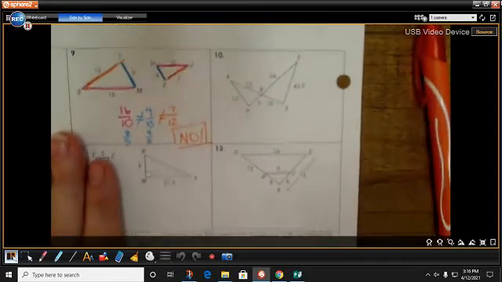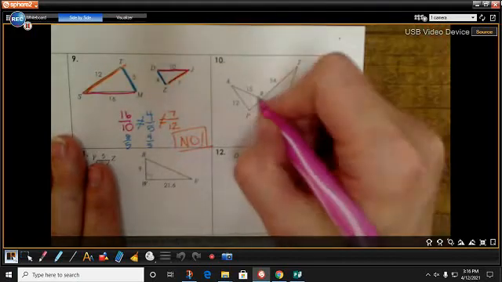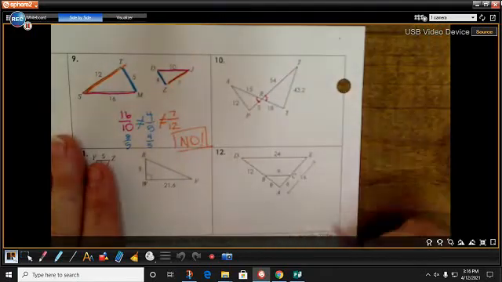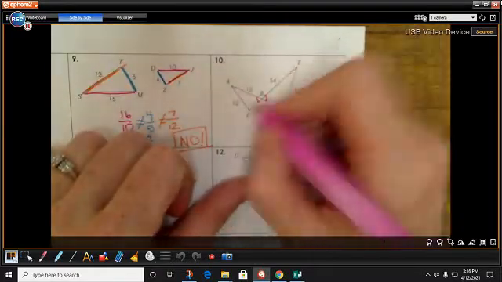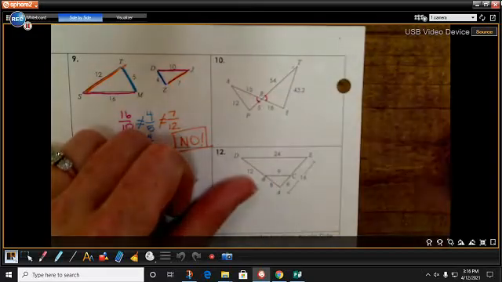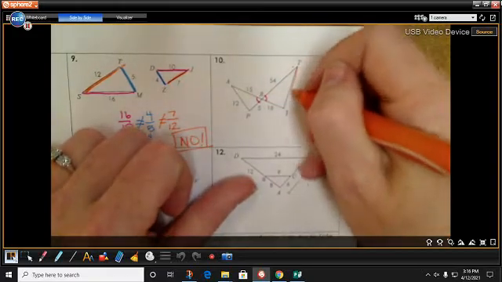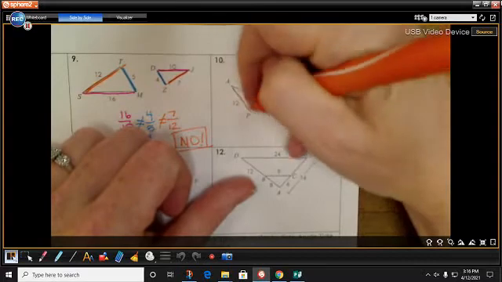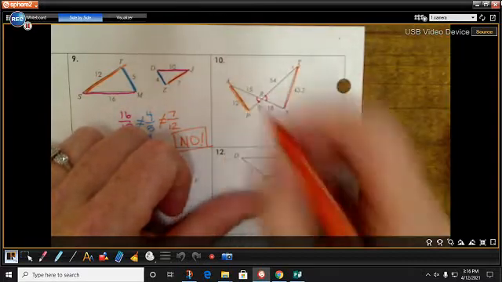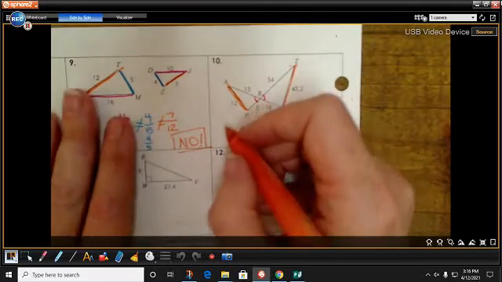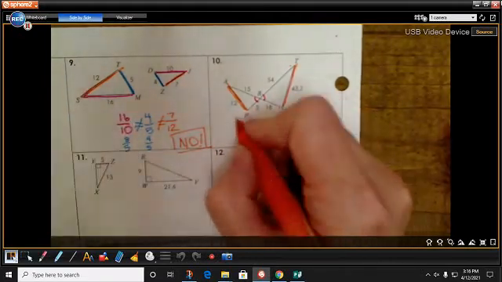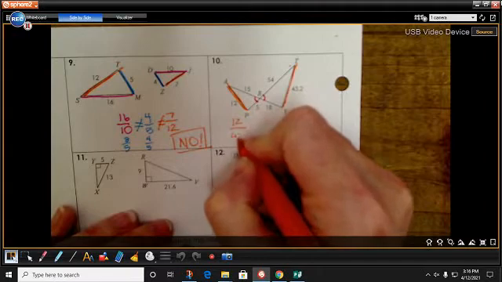Coming over to number 10, I do know that these are congruent angles. And so these two sides coming off of each other are going to be ones that are compared to each other. And then the ones opposite the angle, the ones going straight across from it, these will be my two I compare. These are corresponding sides. So I'm going to put, let's see, 12, I'm going to put it with the 43.2.